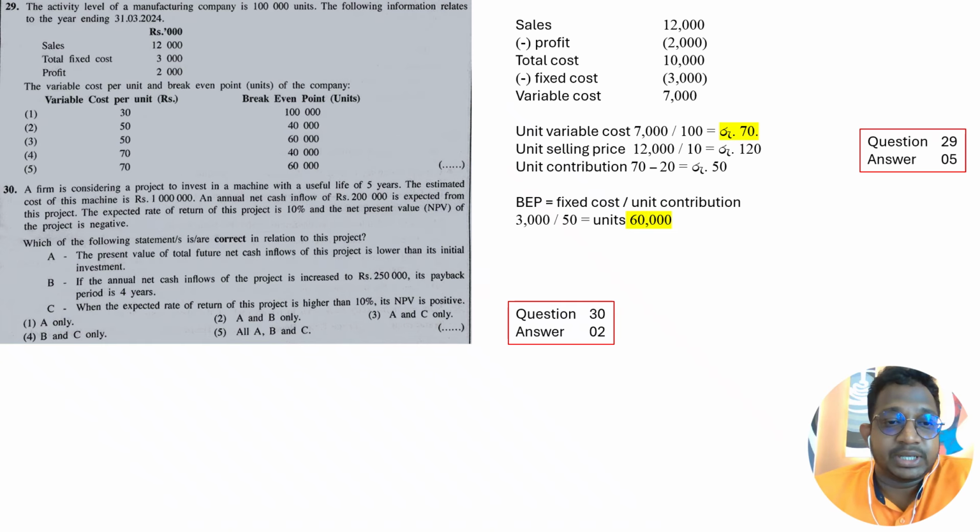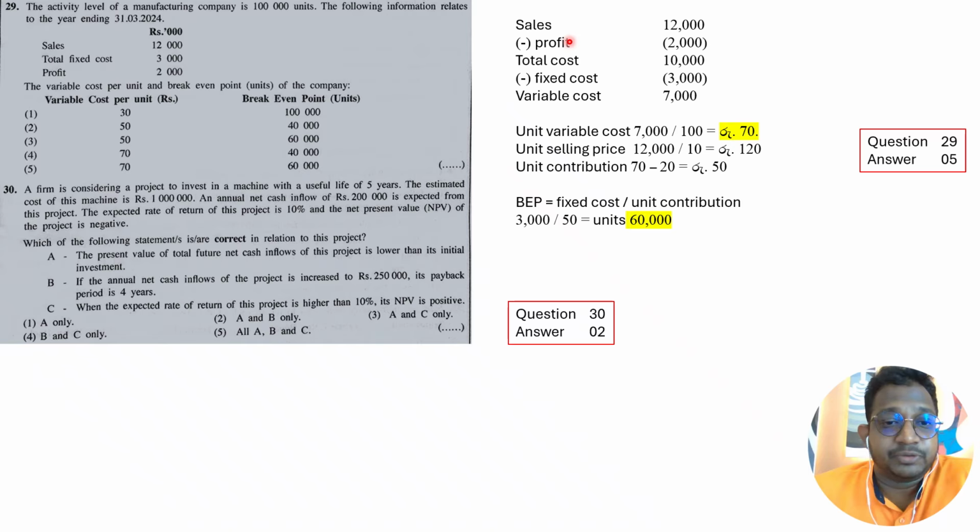Last two, in 29, they are saying the activity level of a manufacturing company is 100,000 units. The following information relates to the year ending closing date. Sales, total fixed cost, and profit are given here. They're asking for the variable cost per unit and the break-even point, right?